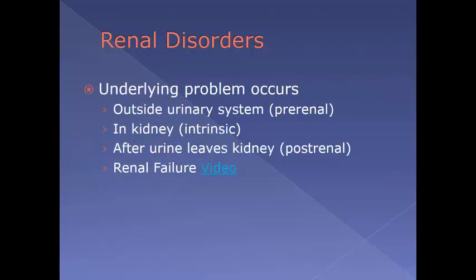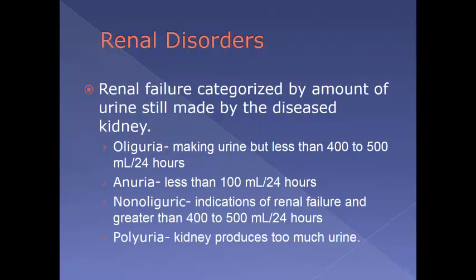They are classified by where the problem causing the kidney failure is. If it is something outside of the urinary system, it's called pre-renal failure. If it is within the kidney itself, it is considered intrinsic kidney failure. And if the problem is after the urine leaves the kidney, it's considered post-renal failure.